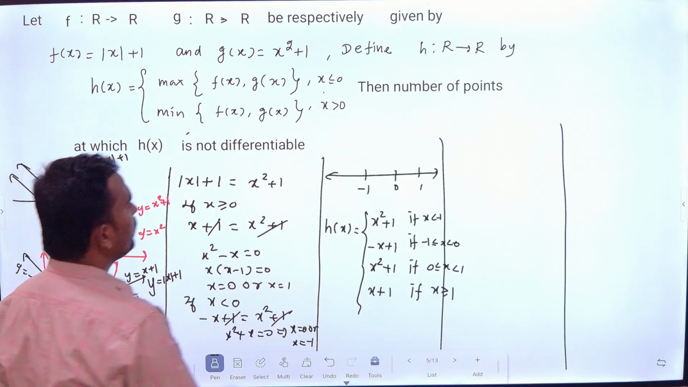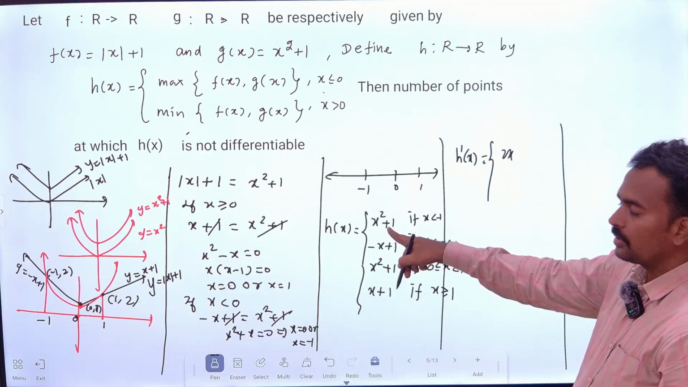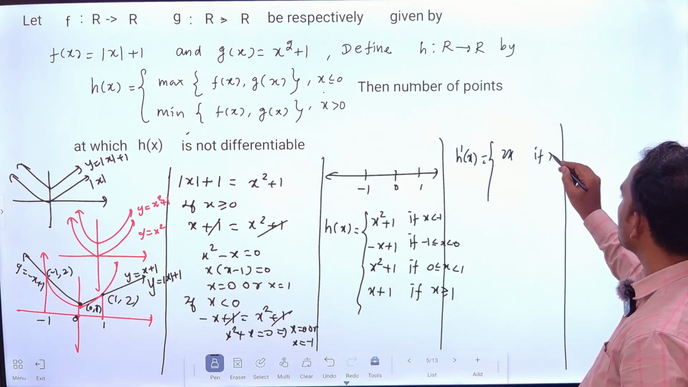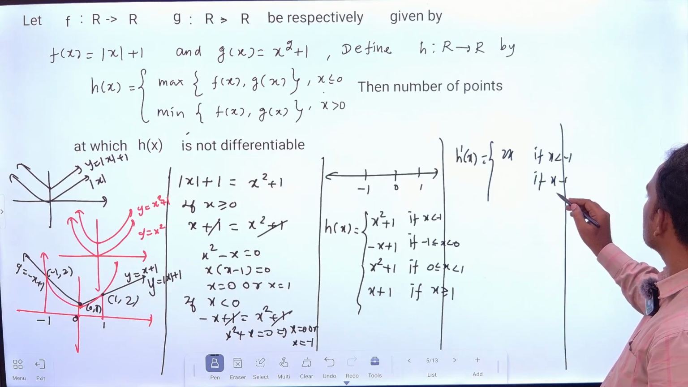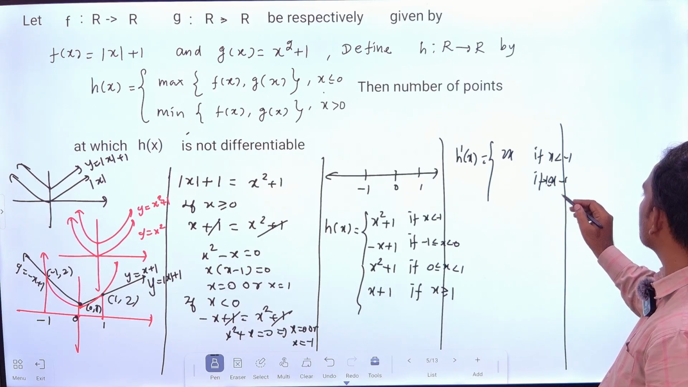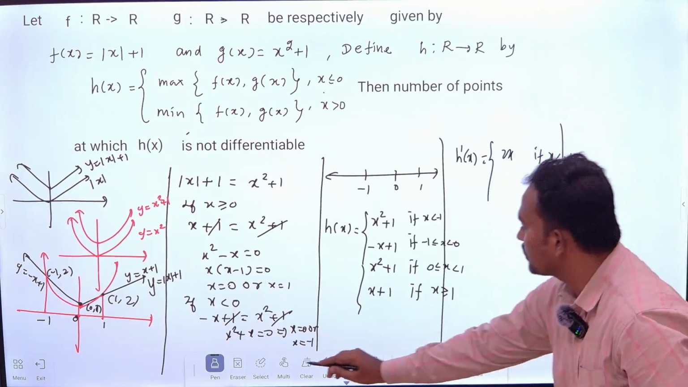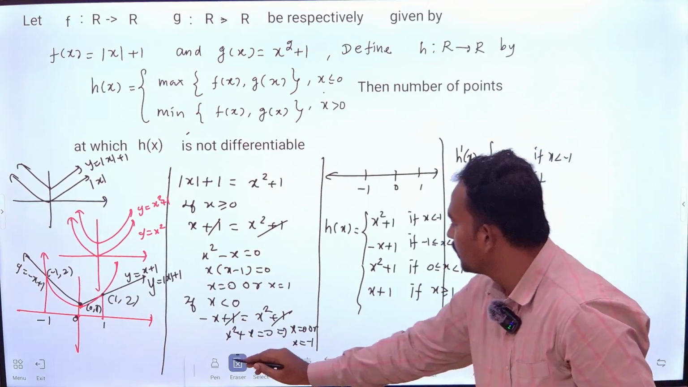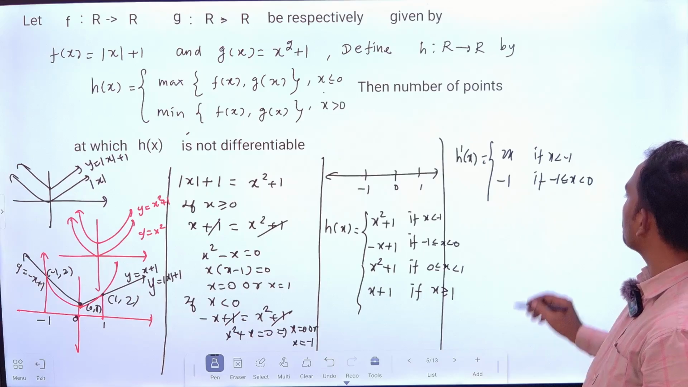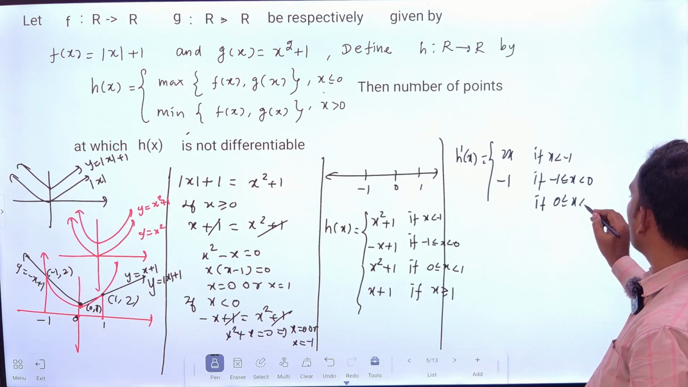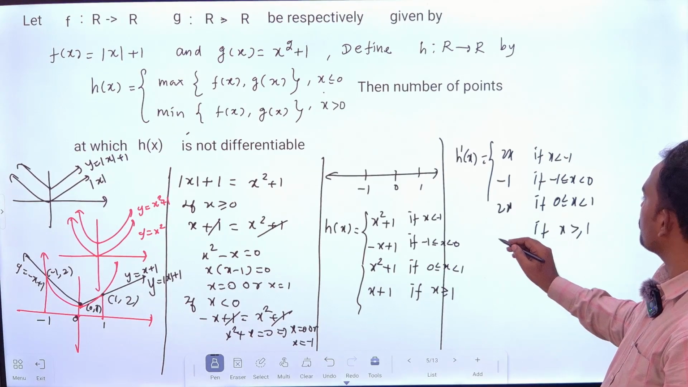Now you can differentiate this function. h′(x): the derivative of x² + 1 is 2x if x is less than −1. If x is between −1 and 0, the derivative is −1. If x is between 0 and 1, the derivative is 2x. When x is greater than 1, the derivative is 1.